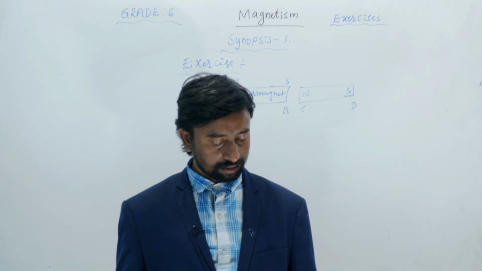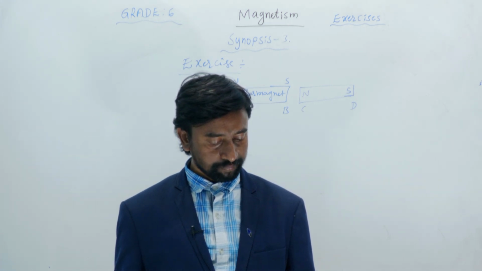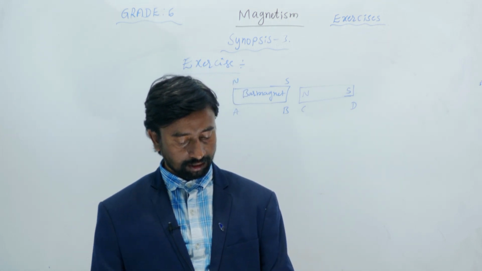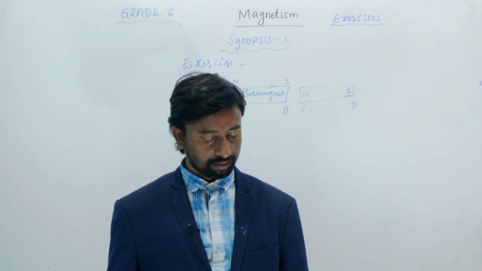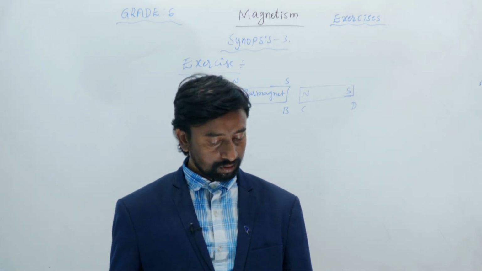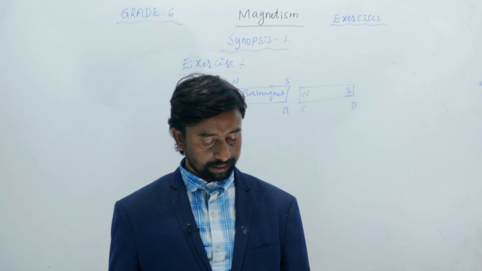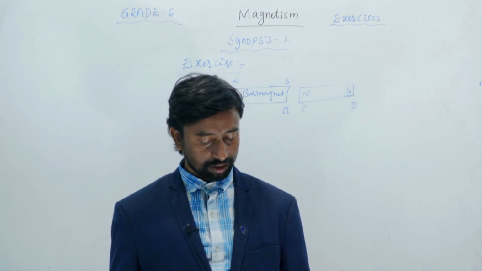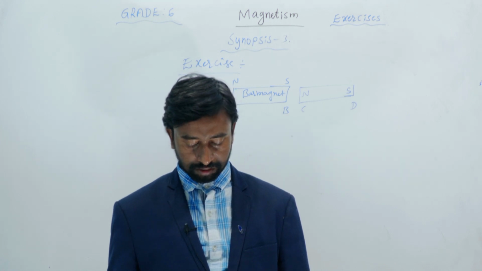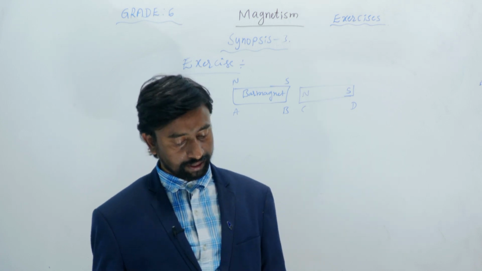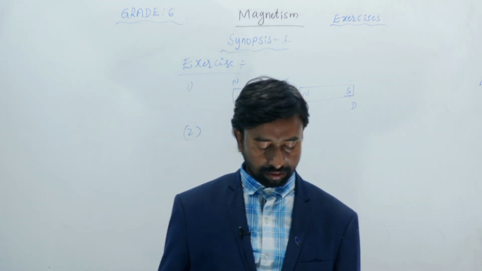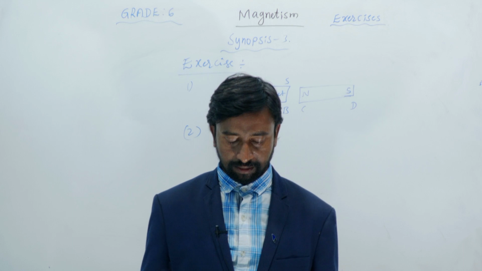We need two magnets in the magnetizing methods: single touch method, double touch method, electrical method, and induction method. In the single touch method, by rubbing a permanent magnet over the steel strip in the north to south direction, it will become a permanent magnet.